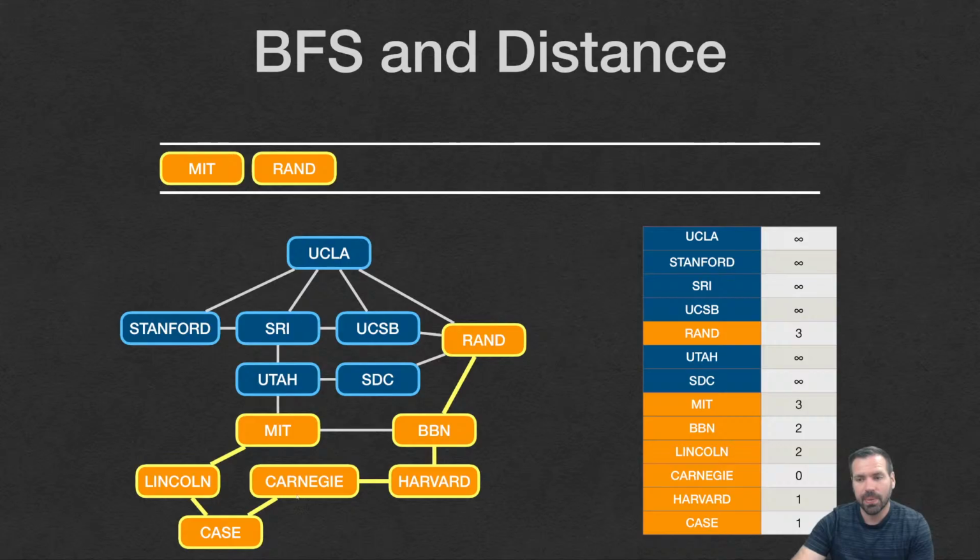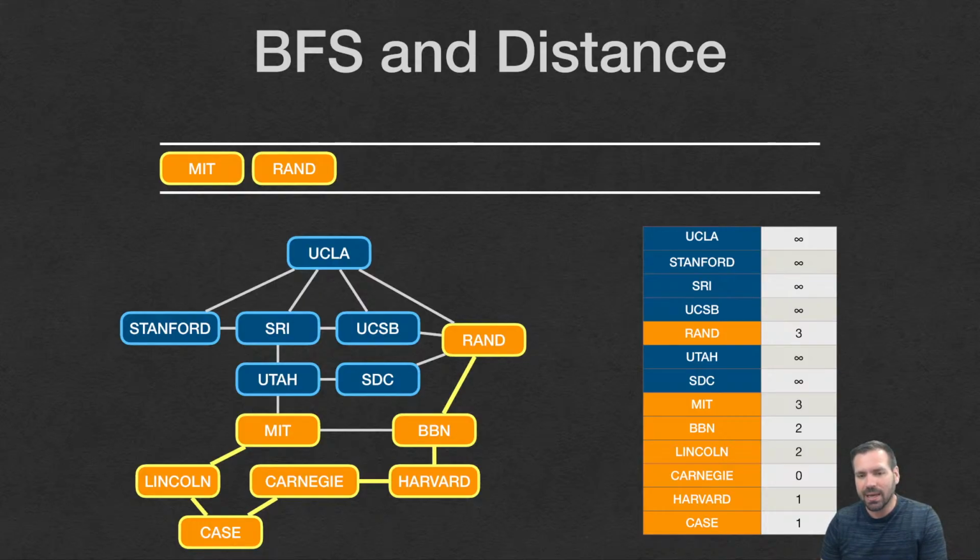The tie was actually broken by the very first thing I did in this run: when I enqueued Case and Harvard, I enqueued Case before Harvard, which means Case got dequeued first, which means Lincoln got enqueued before BBN, and then Lincoln got dequeued first and found MIT. So it actually depended on the order in which I added the edges in the adjacency list when I first created this graph. So if I add Carnegie Case before Carnegie Harvard, then MIT is going to be found by Lincoln instead of BBN. So it has a kind of cascading effect.